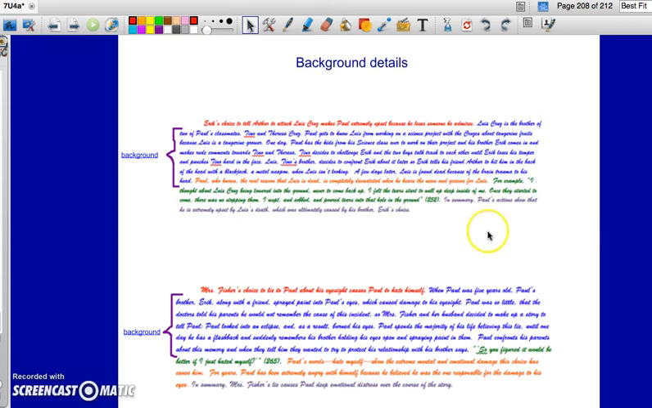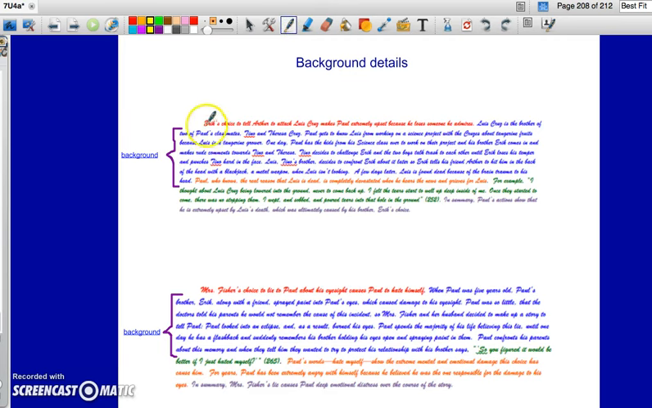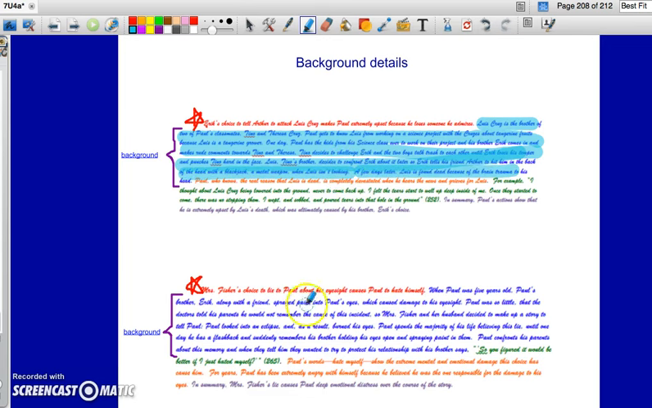So just to calm your nerves a little bit, I wrote 2 sample paragraphs. The top one is about Eric's choice to attack Luis and how that impacts Paul. And the bottom one is about Mrs. Fisher's choice to not tell Paul about his eyesight and the impact of that. I have color-coded mine so that the topic sentence is in red and the background's in blue and so on. And I just wanted to give you kind of a visual of how much background it's important to include.